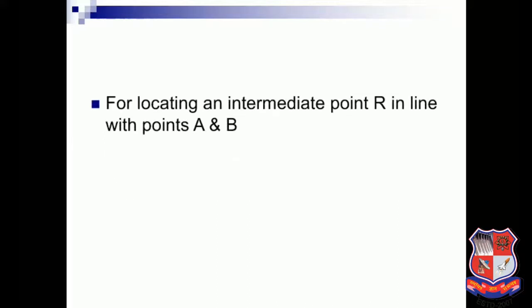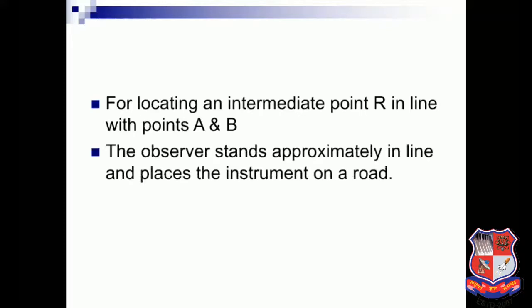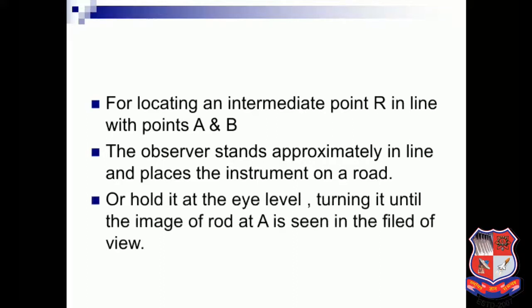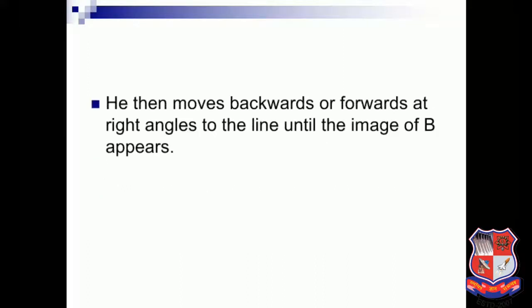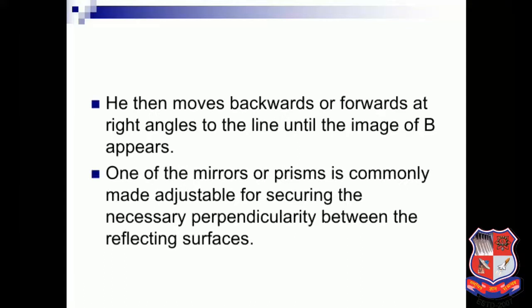So for locating intermediate points in a line with points A and B, the observer stands approximately in line and places the instrument on the rod, or holds it at eye level, turning it until the image of the rod at A is seen in the field of view. He then moves backward or forward at right angles to the line until the image of B appears. One of the mirrors or prisms is commonly made adjustable for securing the necessary perpendicularity between the reflecting surfaces.